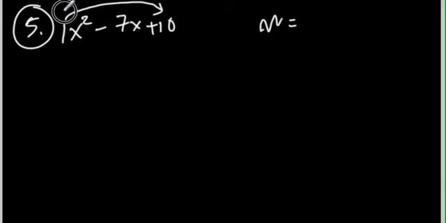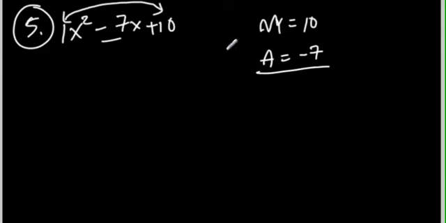The m is for the first and last, so it's 1 times 10, so it's 10. This is an m, by the way. And the a is the middle term, which is negative 7. Remember, the middle term is always the one with the x, okay? So we've got to find two numbers that multiply to 10 and add up to negative 7. The numbers I can think of are negative 5 and negative 2, because a negative times a negative is positive. That's where we get positive 10. And negative 5 plus negative 2 is negative 7.